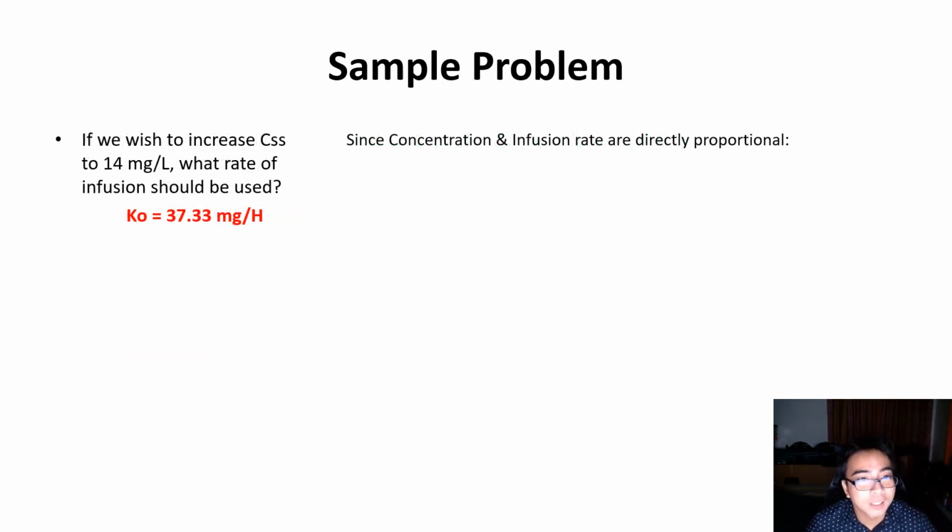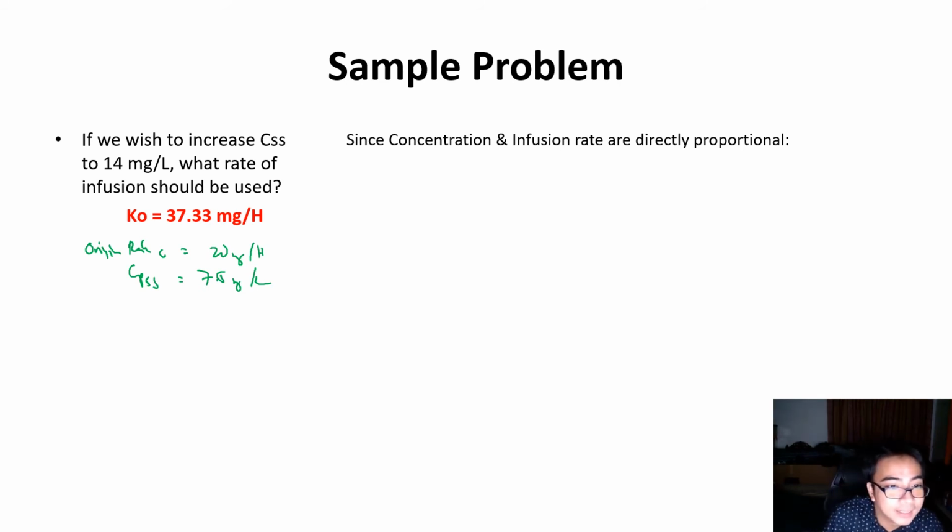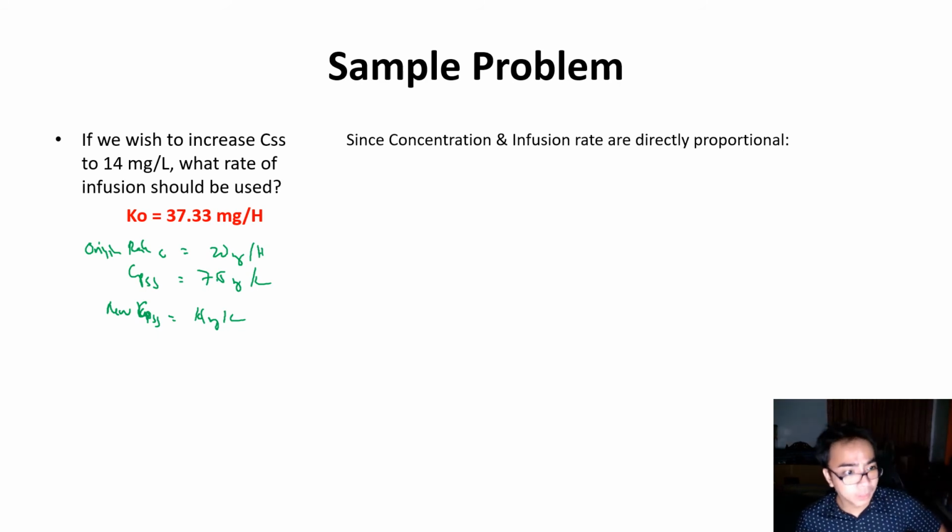Okay, if we wish to increase CSS to 14 milligram per liter, what rate of infusion should be used? So, kanina class, di ba, ang original rate is 20 milligrams per hour. Ang resulting CSS is 7.5 milligrams per liter sa problem kanina. So, anyway, gustong taasan ang new CSS. It would be 14 milligrams per liter. So, in this case, class, ano gagawin natin? Mag-a-adjust tayo ng dose. Okay?